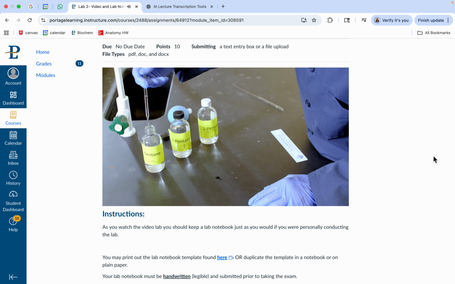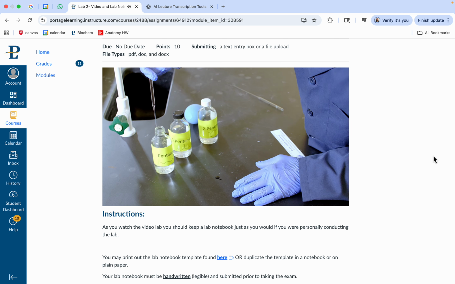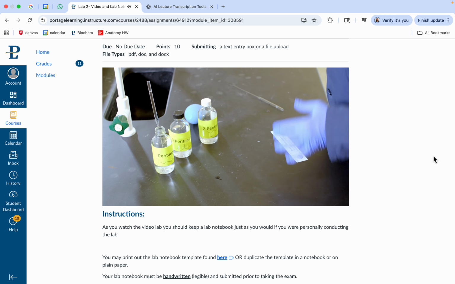So pentane is, gotta get it to the top. We're now at the starting point, so start and stop. All right, so that's thinking about pentane, which has only London forces.